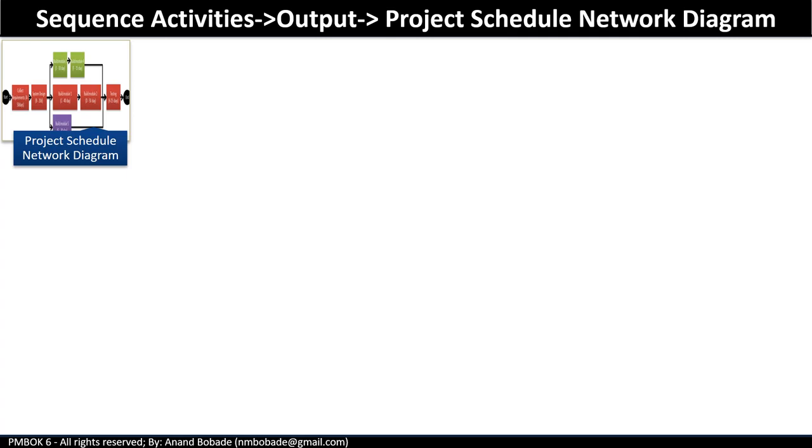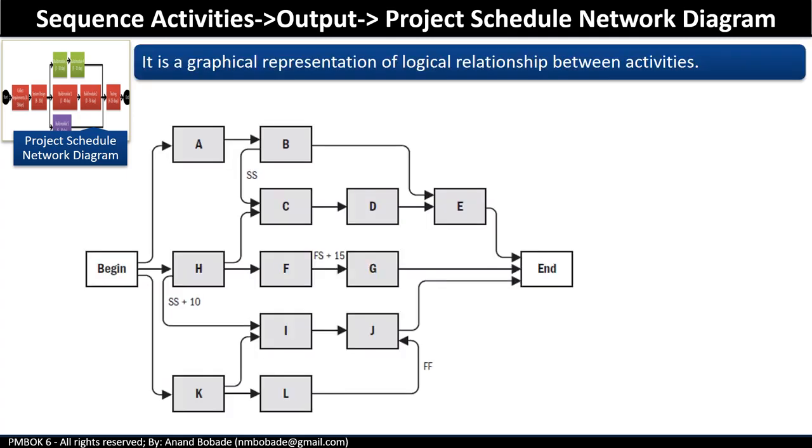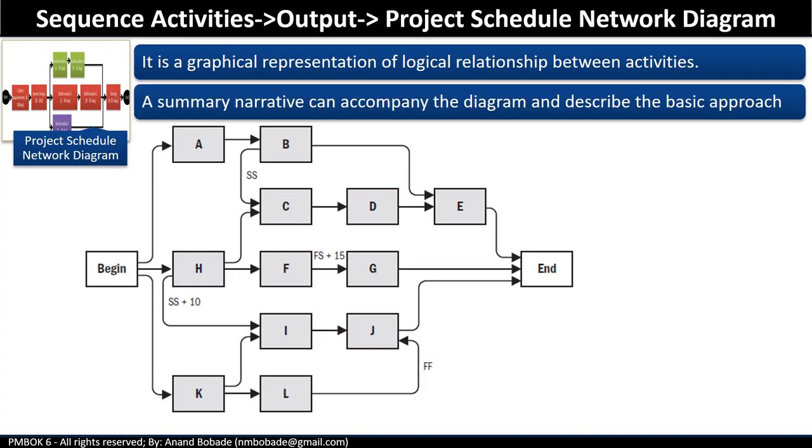Let's understand the project schedule network diagram. It graphically represents the logical relationship between activities by having lines and arrows connecting these activities. And of course, activities are represented by nodes. The project schedule network diagram should be supported by a summary description which describes the approach that has been taken.